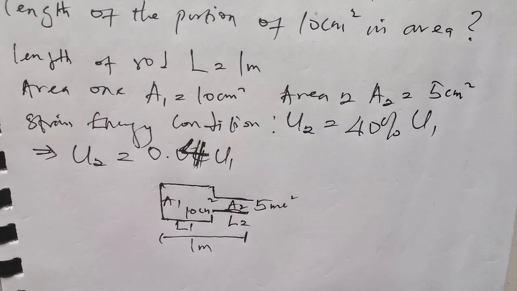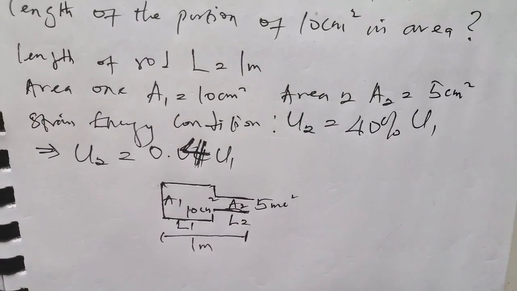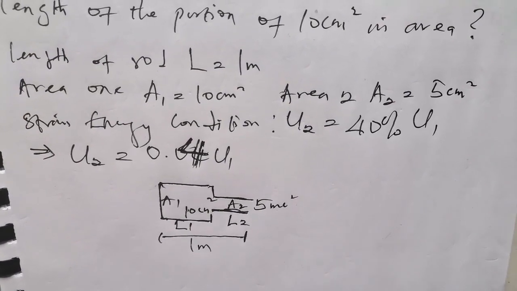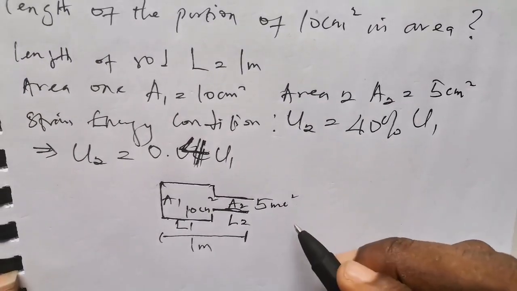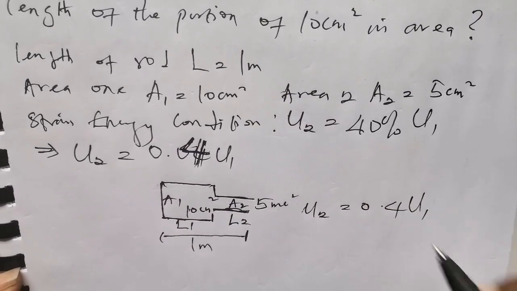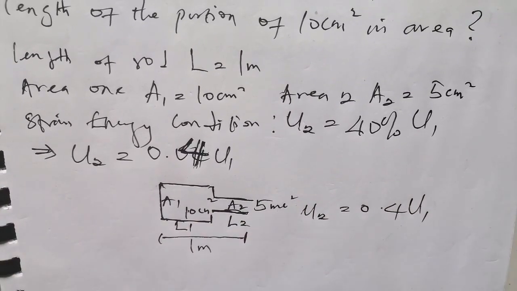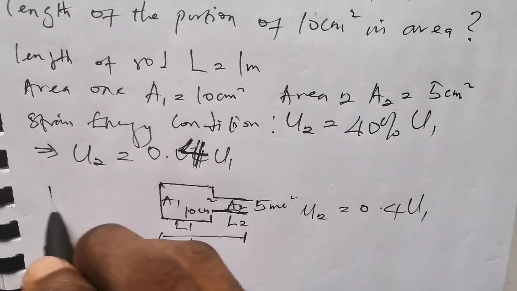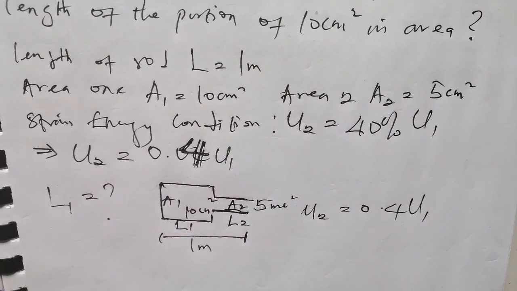Okay, so having these conditions in mind, we were also given the strain energy of the second portion, U2, as 0.4 U1. So this is basically what the diagram looks like. We are asked to find length L1, the length of the 10 centimeter squared area portion. So L1 is unknown. That's what we're asked to find.